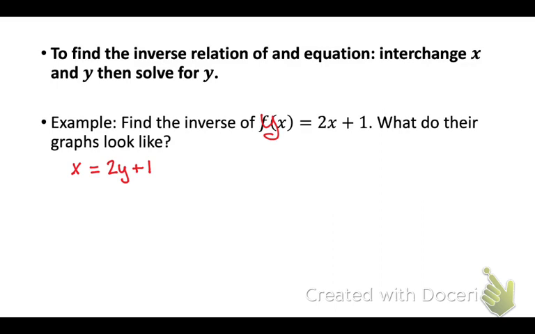And then I have to solve for what? Y. So how do I solve for y? Subtract the 1 over, which equals 1/2 x, and divide everything by 2. So y will equal 1/2 x minus 1/2. So it says, what does the graph look like? Well, it has to reflect across that y equals x line, doesn't it? So we're going to graph it.